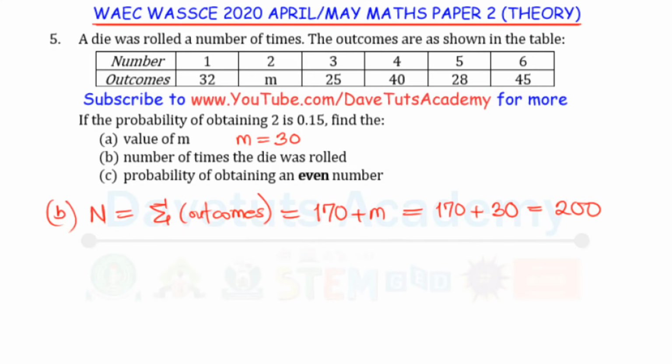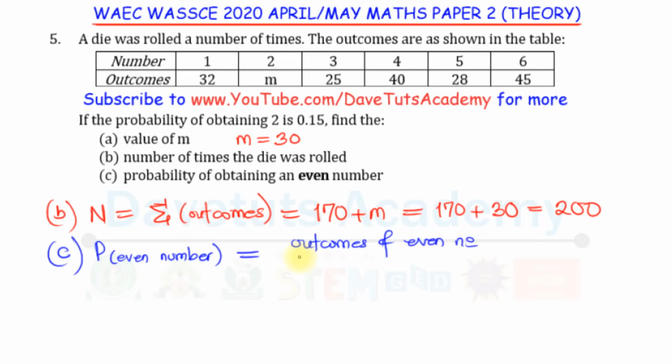Okay, and then the last question here, we have to find the probability of obtaining an even number. So first, for us to do that, we know that it will give us the outcomes of even numbers over the total outcomes.